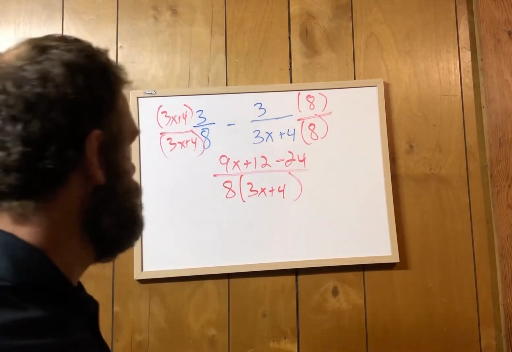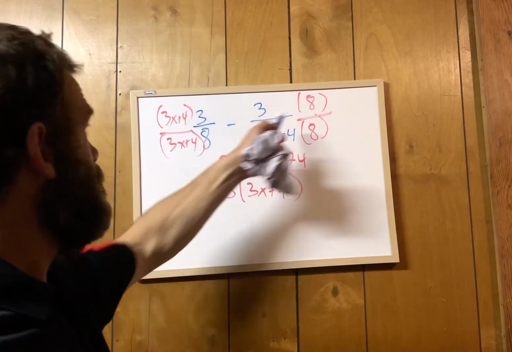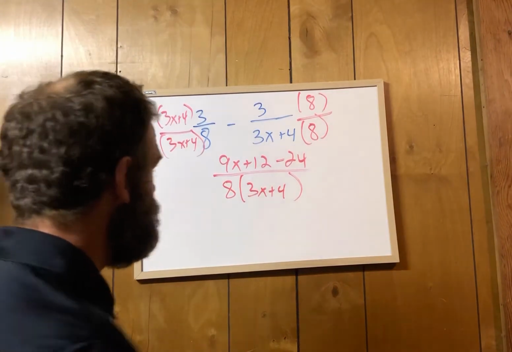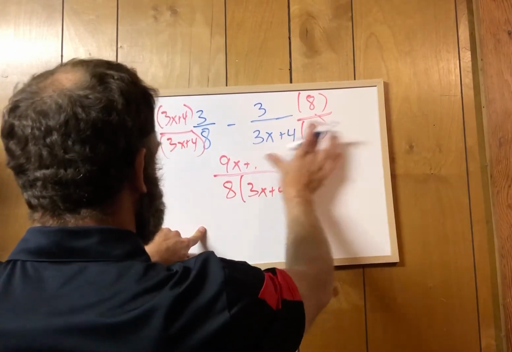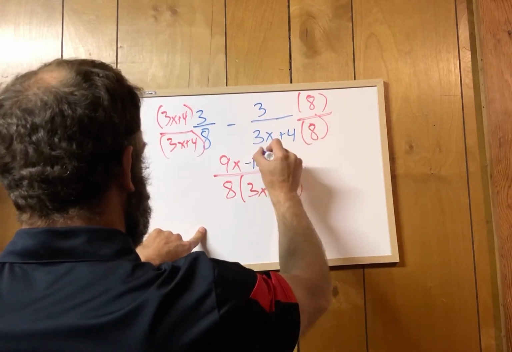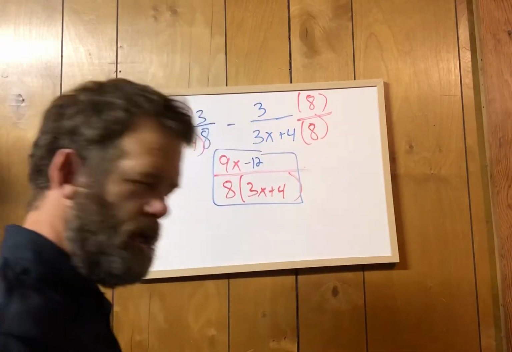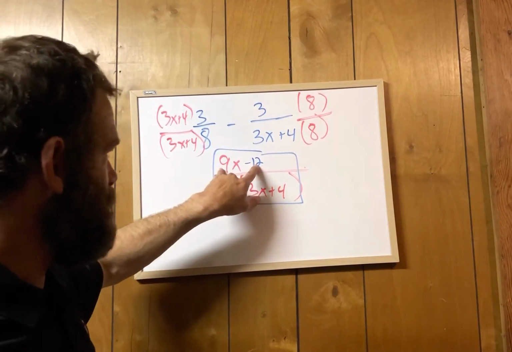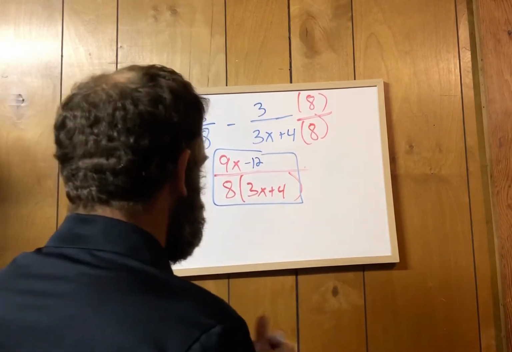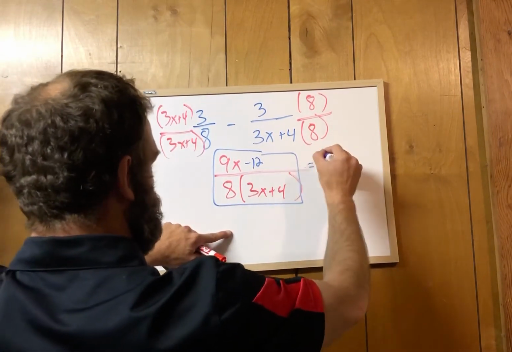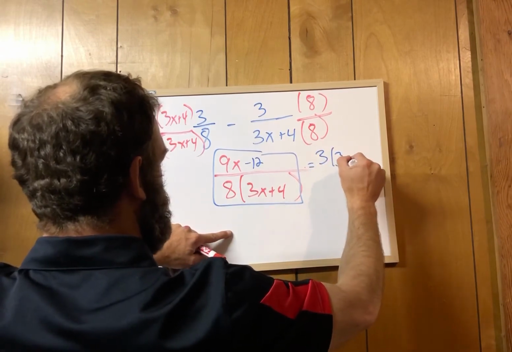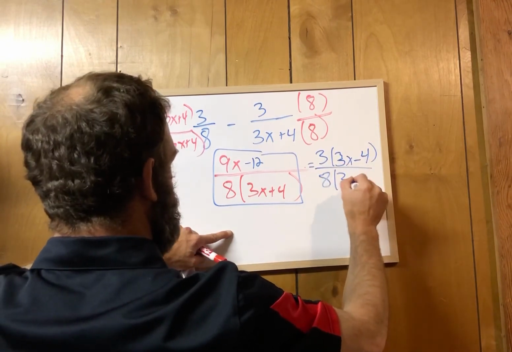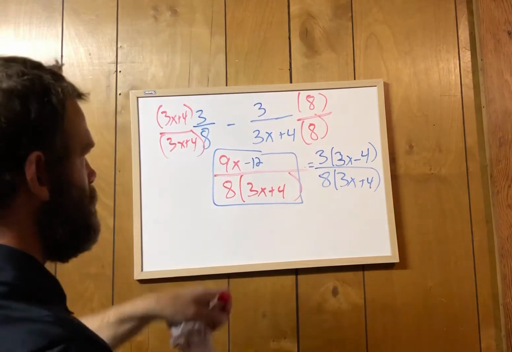Now if you notice, this is equal to 1. This is equal to 1. That's why I am able to multiply them together. Anyways, 12 minus 24 is negative 12. This is my answer. And you're just going to leave your answer. Technically, if you wanted to, you could factor out a 3 to get 3x minus 4 over 8 times 3x plus 4.